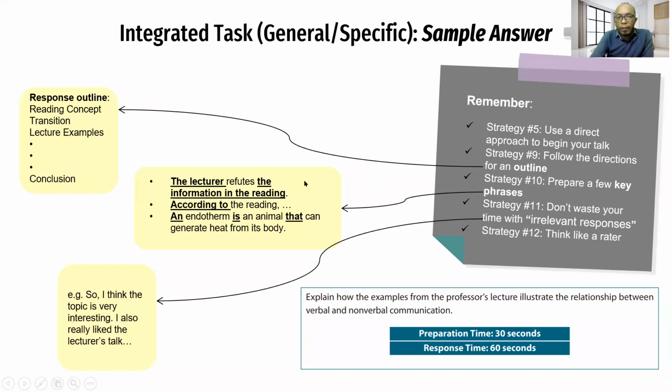And if there is remaining time in the end, you can conclude it with a summary or a logical conclusion. All right, and then there are a few key phrases that can help you for this task, such as the lecturer refutes or supports or clarifies or explains the information in the reading, or according to the reading. This is especially useful for the beginning when you cover the summary of the reading concept. Okay, and you can also use this pattern or key phrase to introduce a definition.